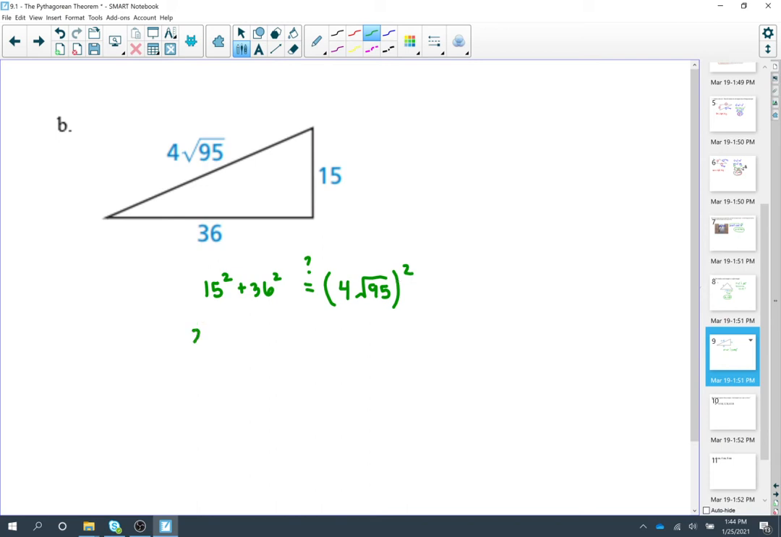15 squared is 225. 36 squared is 1296. And then again, when you put the next one in your calculator, don't forget the parentheses, which is going to get us 1520. Then we're going to add together the 225 and the 1296, which is 1521.